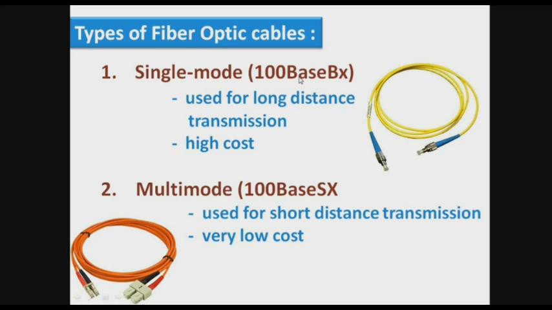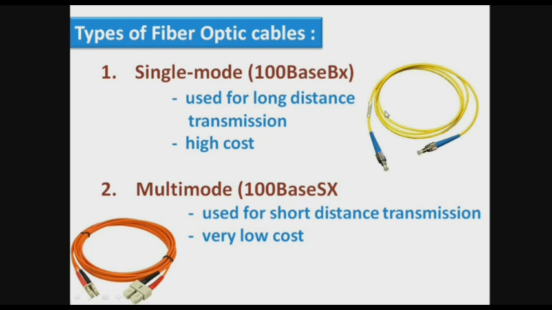Single mode is otherwise called 100 Base BX, whereas multi-mode is called 100 Base SX. Single mode is especially used for long distance transmission. So this cable is used for more than 60 miles, up to 100 kilometers, and it has a high cost. Likewise, multi-mode is used only for short distance transmission due to its very low cost.